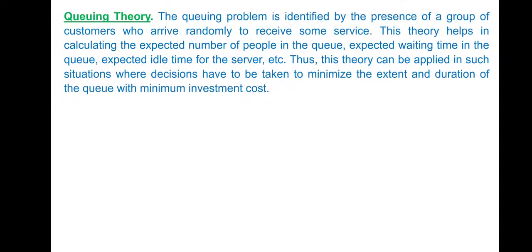Next technique, queuing theory. How are we going to make a queue? It is the presence of a group of customers who arrive randomly to receive some services. We use this in the banking and service sectors. This theory helps in calculating the expected number of people in the queue, the expected waiting time in the queue, and the expected idle time for the server. This theory can be applied in such situations with a minimum investment cost.